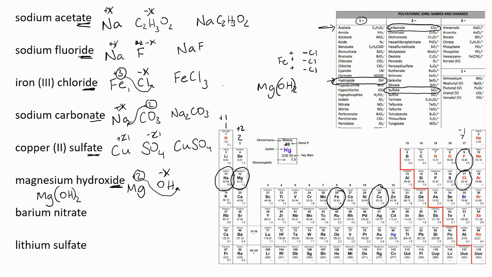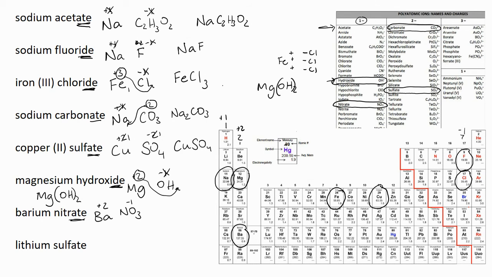Okay, so barium nitrate is our next example. Barium is also in the second group, but it's a little further down. So barium, since it's in that second column, it's also going to have a +2 charge. And the nitrate ends in ATE, so that means we need to find it on our polyatomic ion chart. And it is right here. So nitrate is NO3, and it's -1.